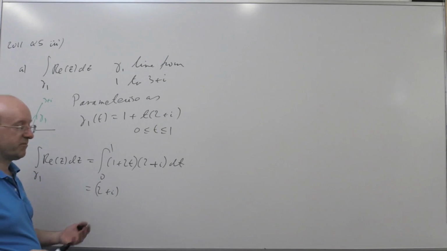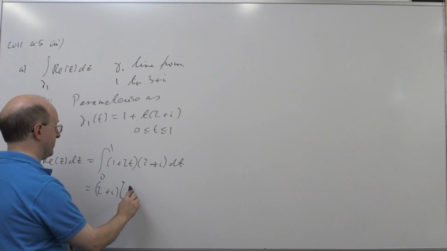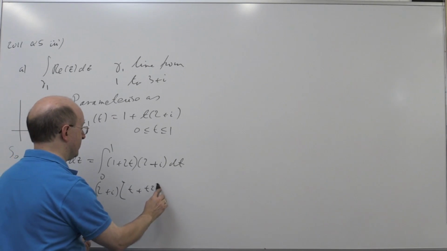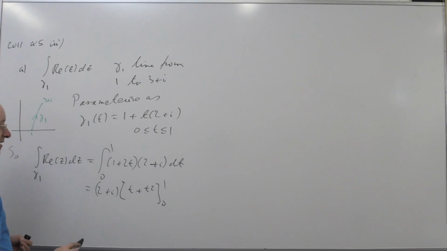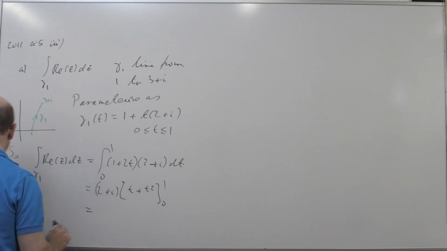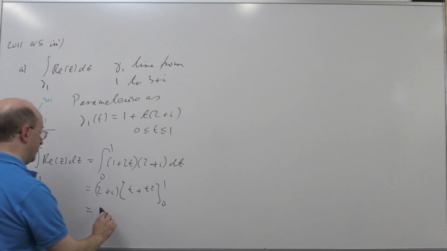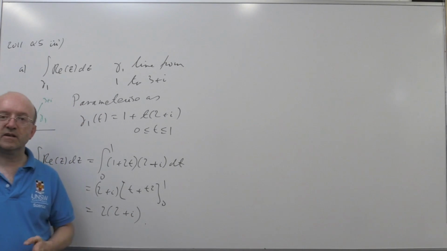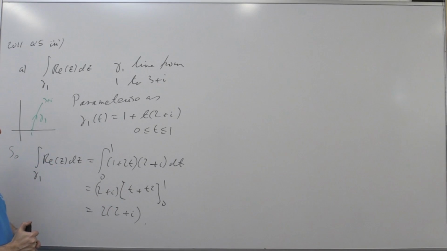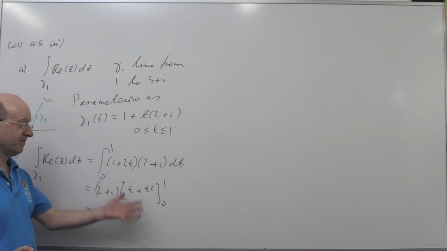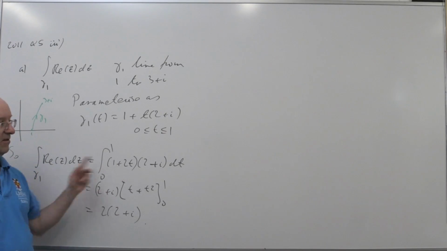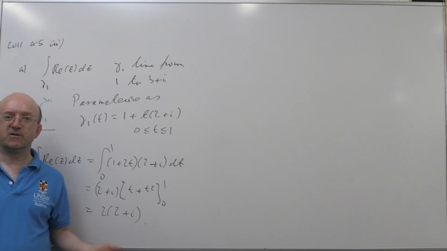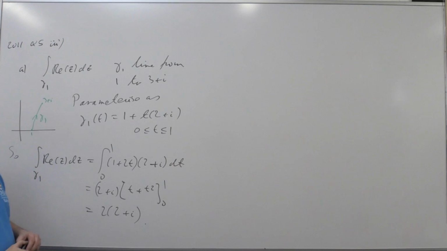We're going to integrate 1 plus 2t, which could hardly be much easier: t plus t squared between 0 and 1. That gives 2, so I get 2 times 2 plus i. Right, a straightforward line integral. It's not designed to test your integration skills, but to test whether you can actually write down line integrals, whether you know what a line integral means.